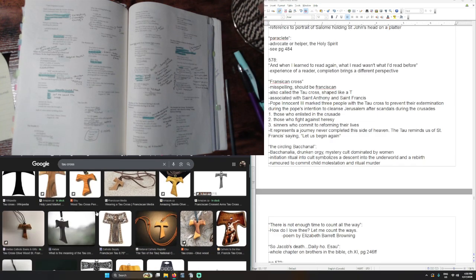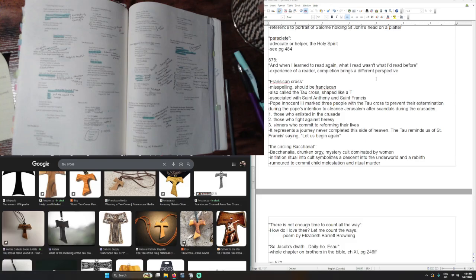That's what it looks like. It's just like a T. It's associated with St. Anthony and St. Francis, and Pope Innocent III as well. So he used it to mark 3 types of people to prevent their extermination during the Pope's intention to cleanse Jerusalem, following some scandals during the Crusades.